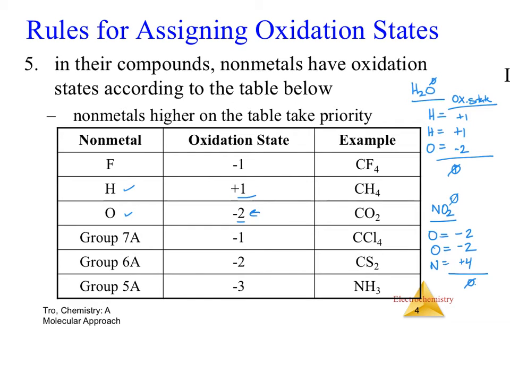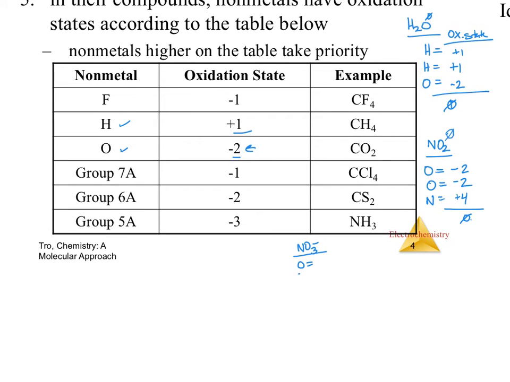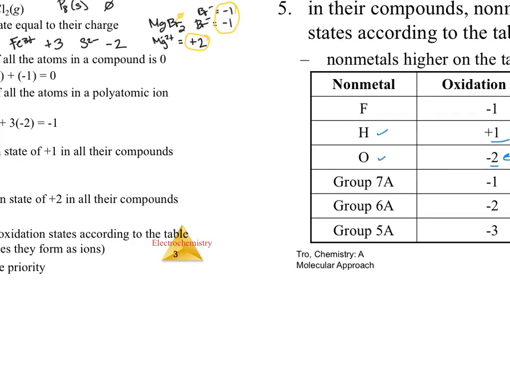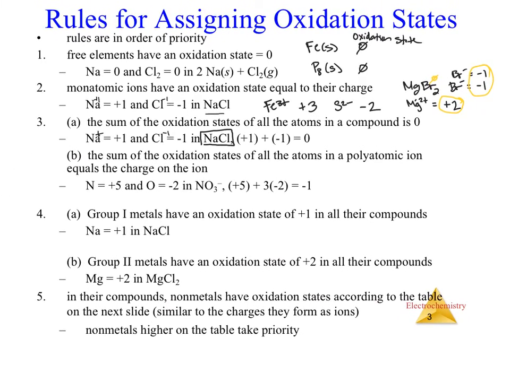Okay. Let's look at another example. Nitrate, NO3 minus. Again, oxygen is higher in priority. In this case, we have 3 of them and 1 nitrogen. I know that each oxygen is -2. I know that all of the oxidation states, I feel like I skipped this rule in the previous slide. Let's check. I think I did. So going over this, the sum of the oxidation states of all of the atoms in a polyatomic ion equals the charge of the ion. And this is what we're going to go over right now.